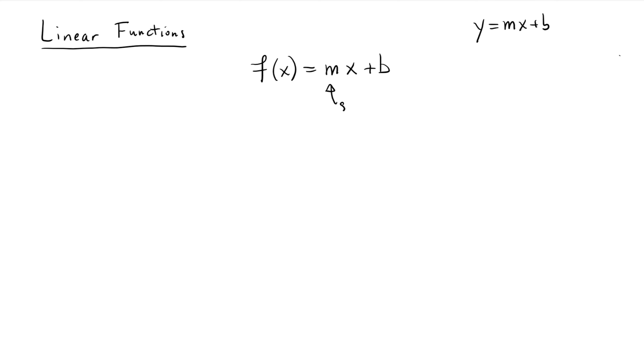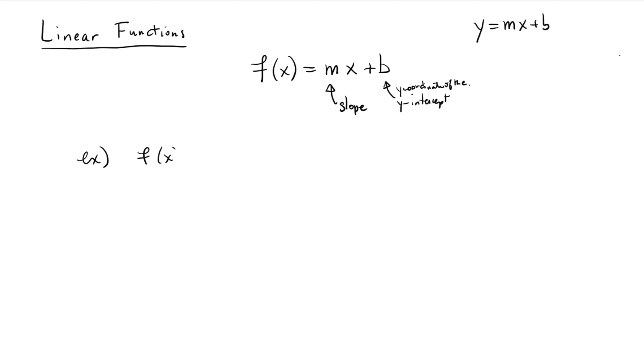So of course, m is still the slope here, b is still our y-intercept. Actually, it's the y-coordinate of the y-intercept. Okay, and we're just going to start with an example.